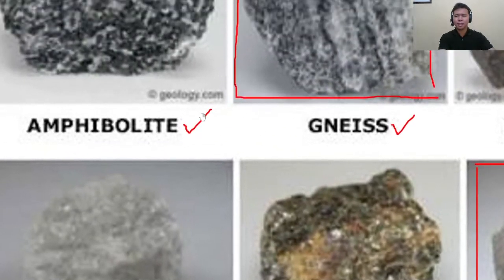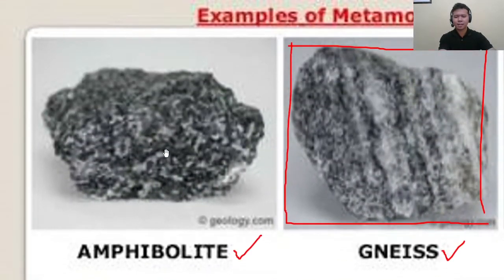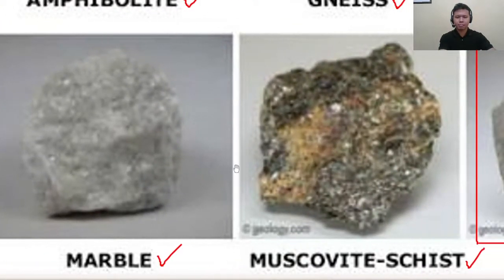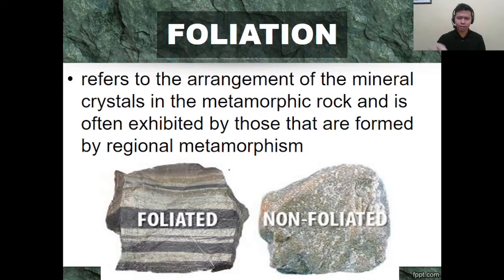But for the non-foliated metamorphic rocks such as amphibolite, hornfels, marble, and muscovite, they usually develop larger crystals compared to the foliated metamorphic rock. So it looks like this one. Foliation refers to the arrangement of mineral crystals in the metamorphic rock and is often exhibited by those that are formed by regional metamorphism. So foliation is categorized into foliated metamorphic rock and the non-foliated metamorphic rock.